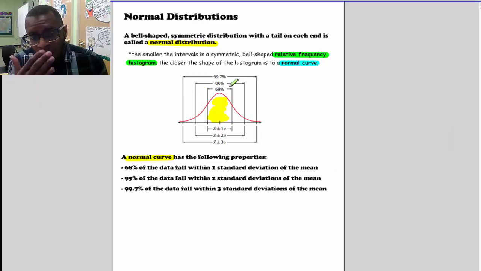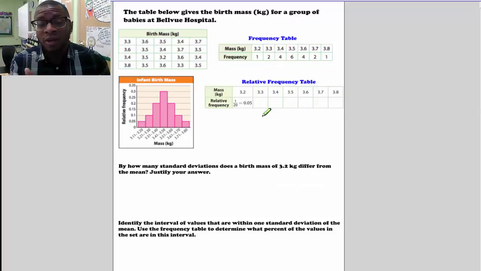about 27% more of our data. And then if we talk about three standard deviations from the mean, we include 99.7% of our data. So that's the majority of our data that we're looking at when we're talking about three standard deviations from the mean. Okay. Now let's look at an actual example where we have to utilize our normal curve or our bell curve.